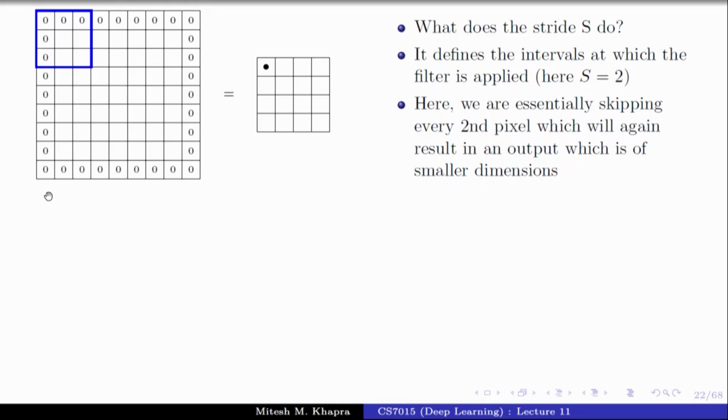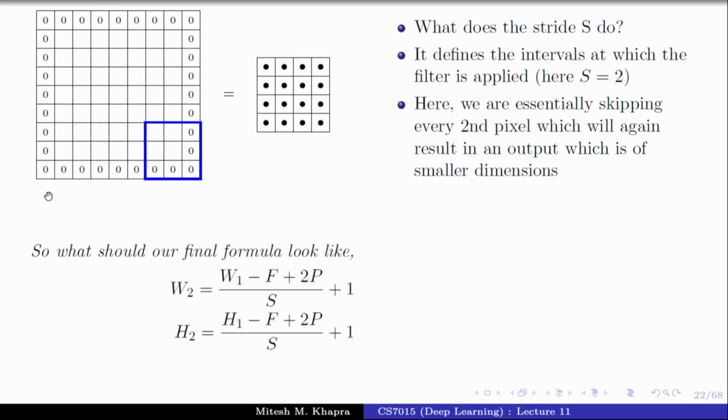Just notice how that blue block slides. Do you see that I'm only sliding it to every alternate pixel? I'm not going on every pixel, but every alternate pixel. So in this case, if my original input is of size m, my output would be of order m by 2. If my stride is of size 3, m by 3. So now, will you be okay if I give you the following formula? I basically divided by the stride.